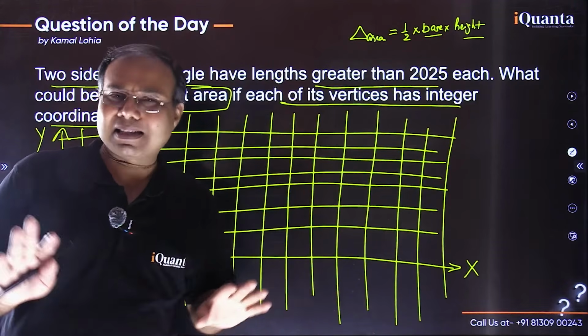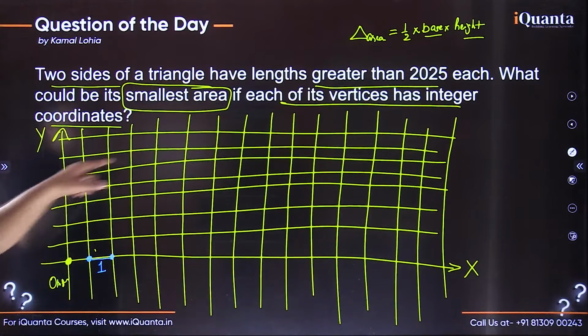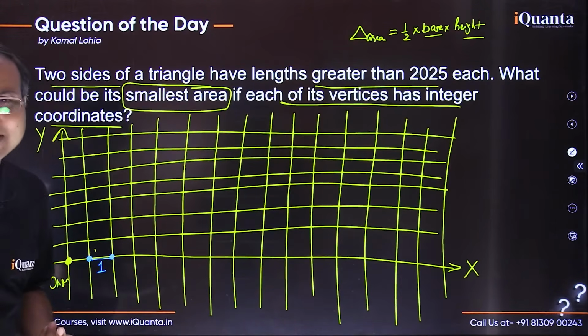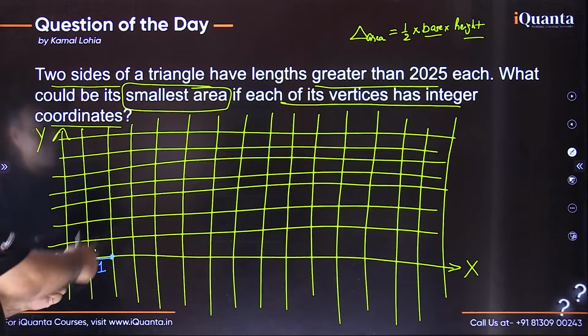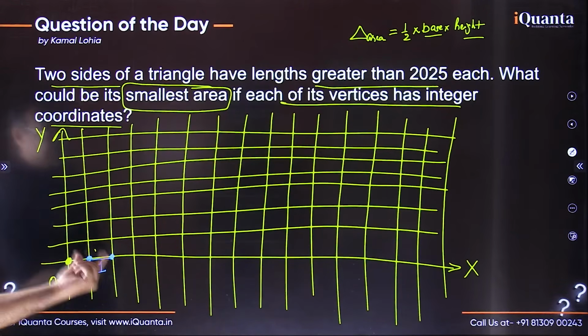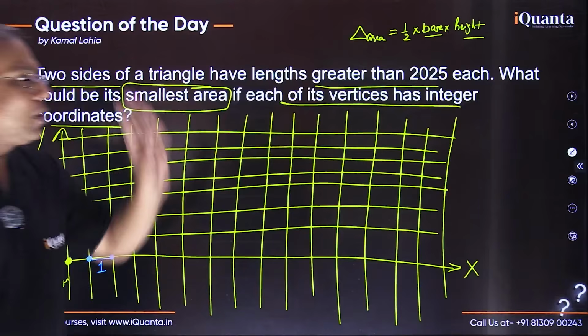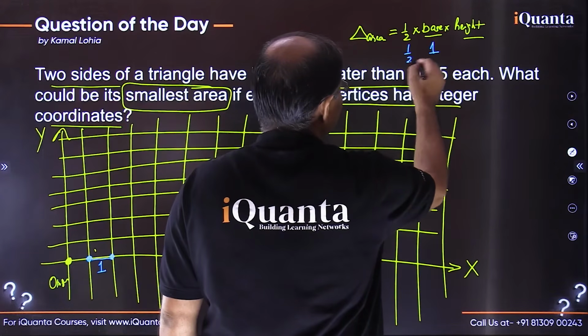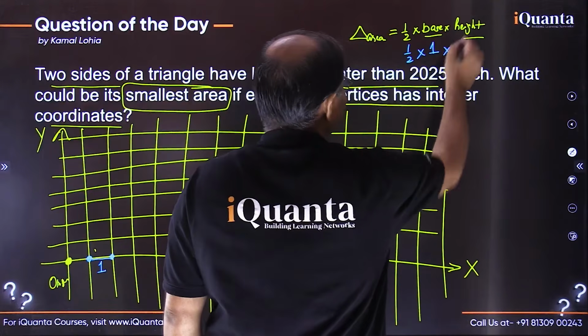It cannot be less than that. Of course, when we have to choose the vertices out of these intersections only, how can you make it less than 1? Even if I go diagonally, it is only going to increase beyond 1. So 1 is the smallest possible length for the base. Okay, so the base has become 1 now. The half was already there. Now it is the turn of the height. The height has to be reduced.